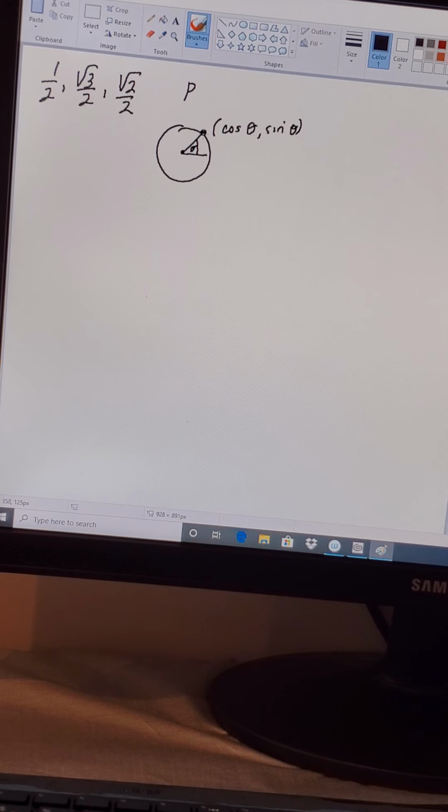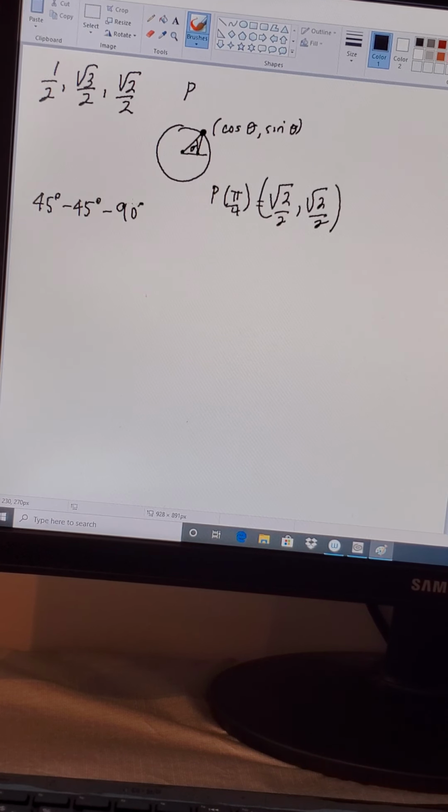Now, I'll just give you one example. So for example, if you look at the unit circle, at pi over 4 radians, so if this here was pi over 4, why are the coordinates root 2 over 2 and root 2 over 2? In order to understand that, we need to go away from the circle and look at a special right triangle.